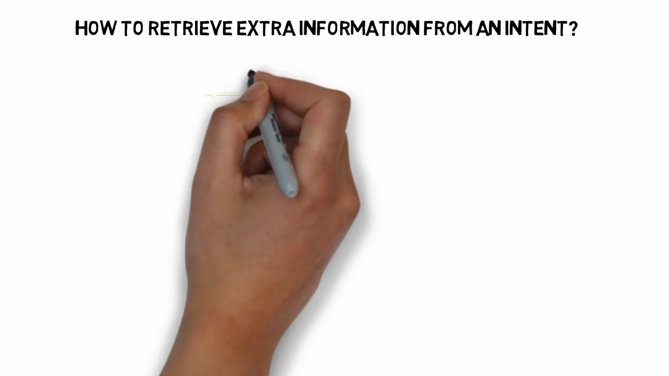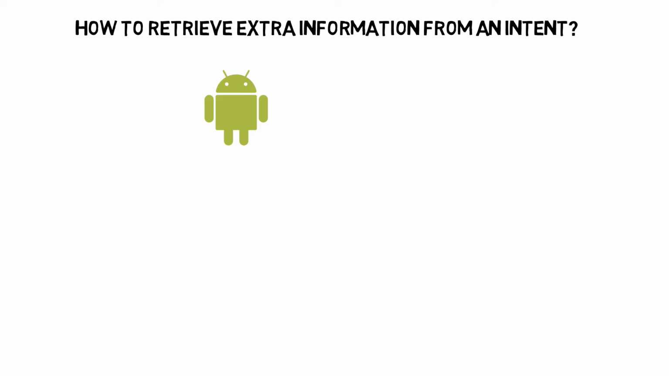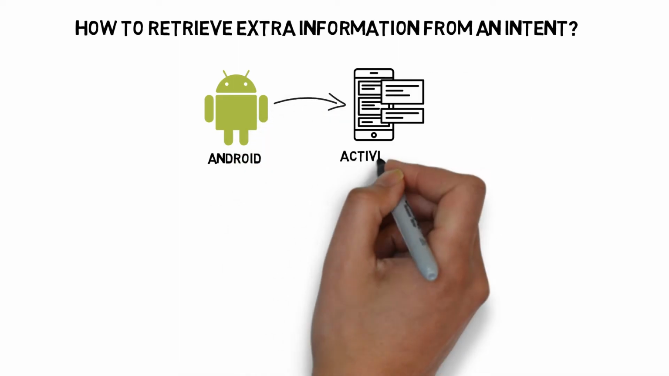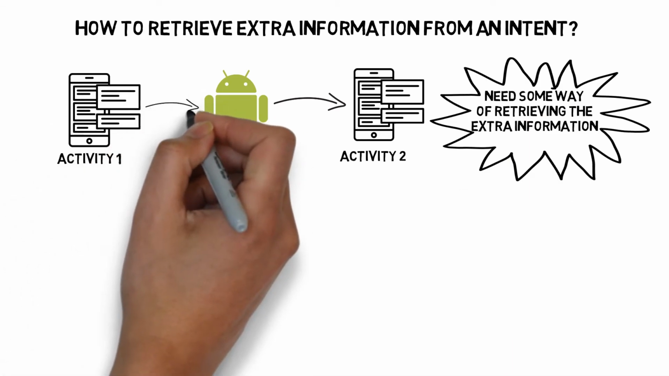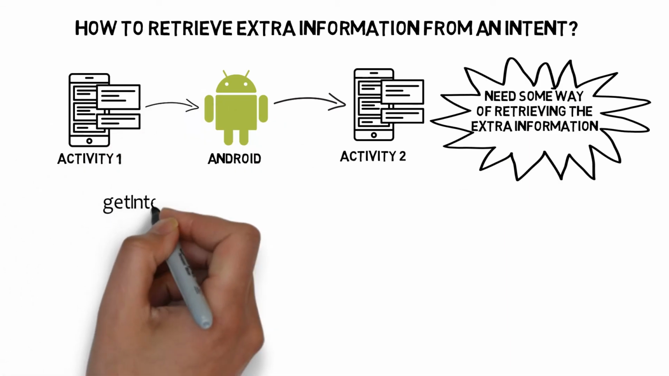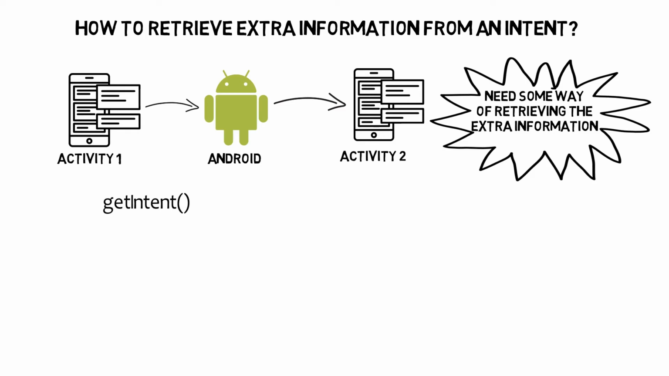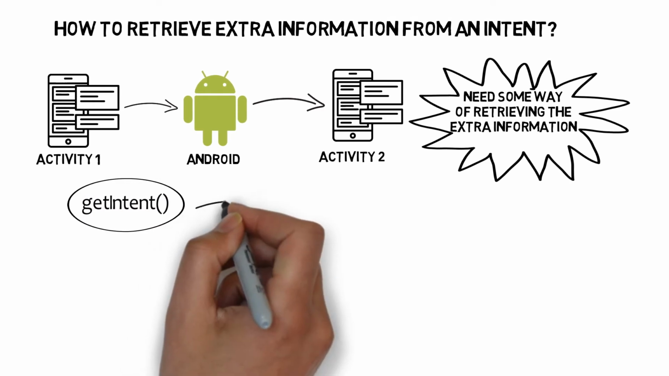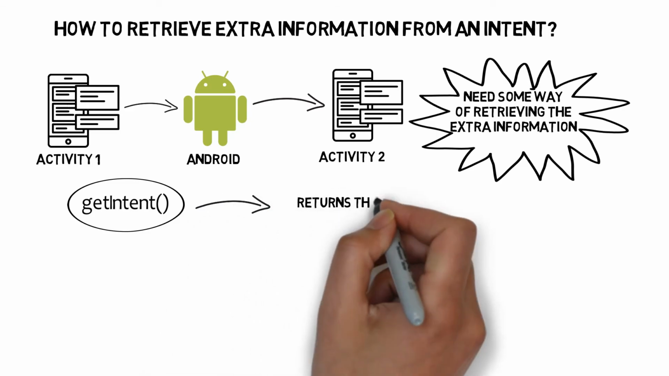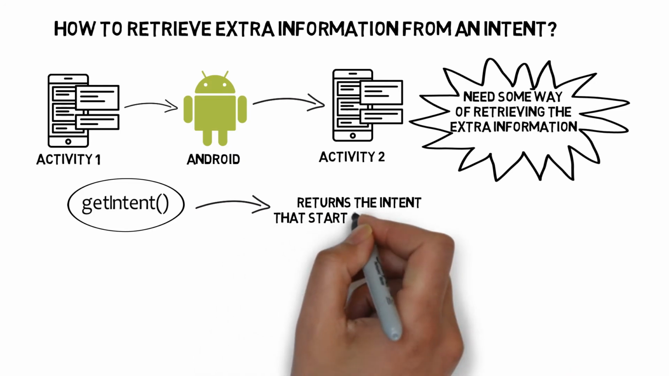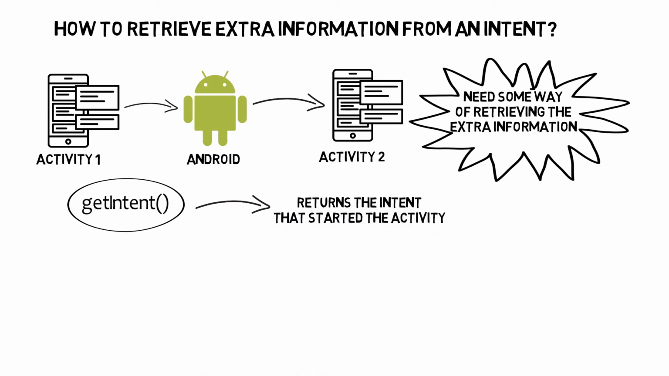How to retrieve extra information from an intent? When Android tells the second activity to start, the second activity needs some way of retrieving the extra information that the first activity sent to Android in the intent. There are a couple of useful methods that can help with this. The first of these is getIntent. getIntent returns the intent that started the activity, and you can use this to retrieve any extra information that was sent along with it. How you do this depends on the type of information that was sent.